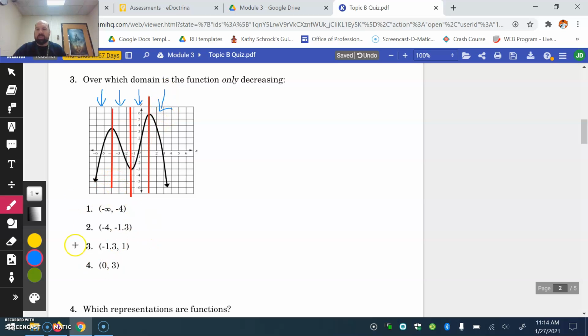Now, when you look at these choices, remember, we read from left to right. So when you're looking at the graph, go from left to right, this direction. Where does it look like it's going down or decreasing? I think there are 2 parts that look like it's decreasing. And if you focus on those 2 parts, you can probably identify easily which of these sections might make sense. That's about all I can say for number 3.